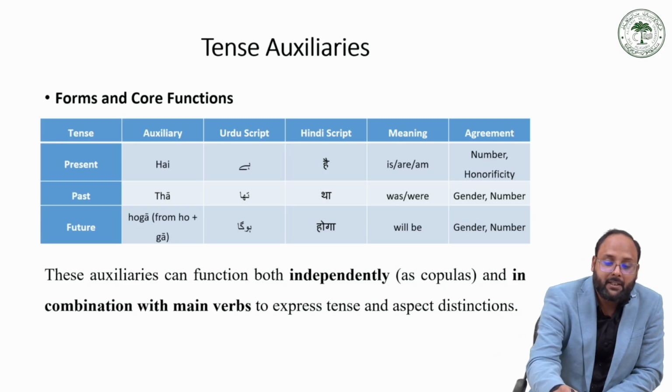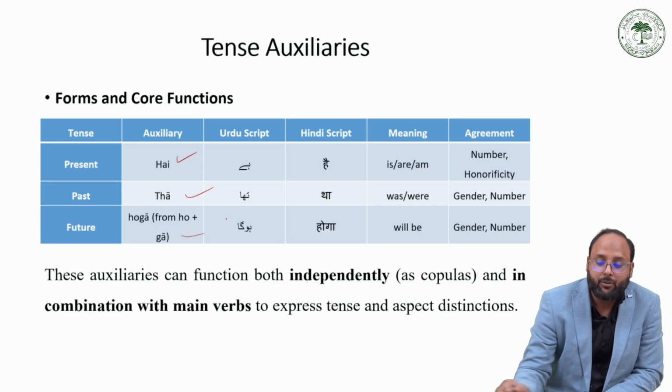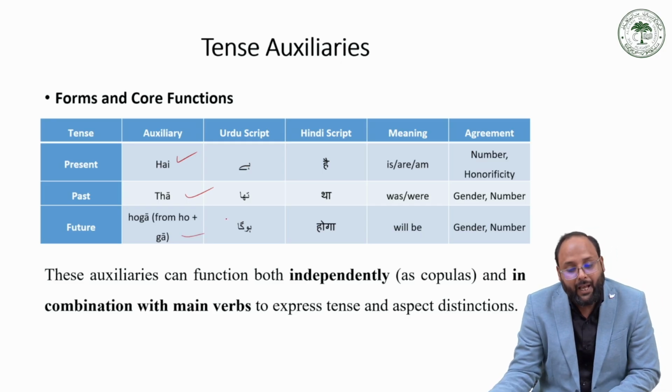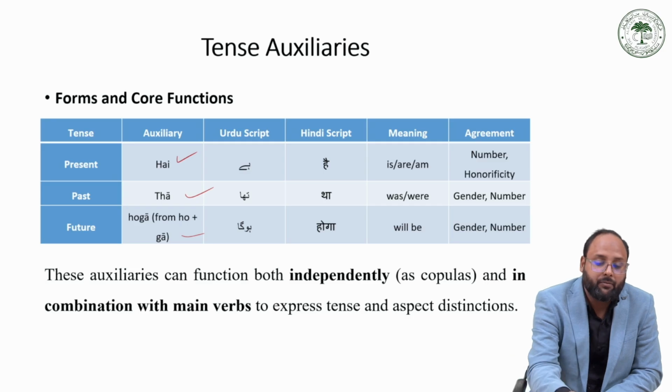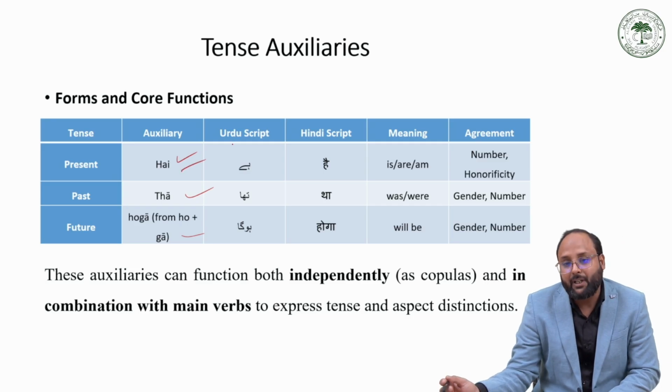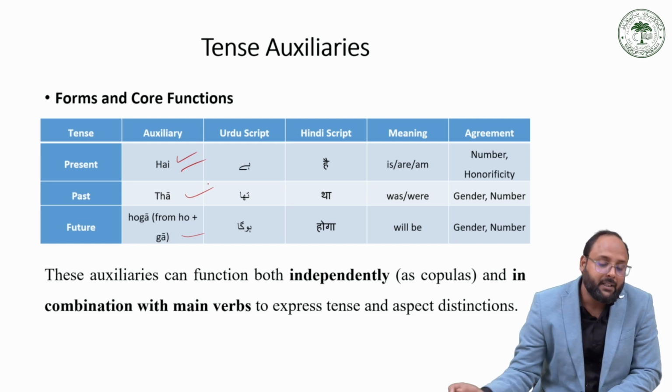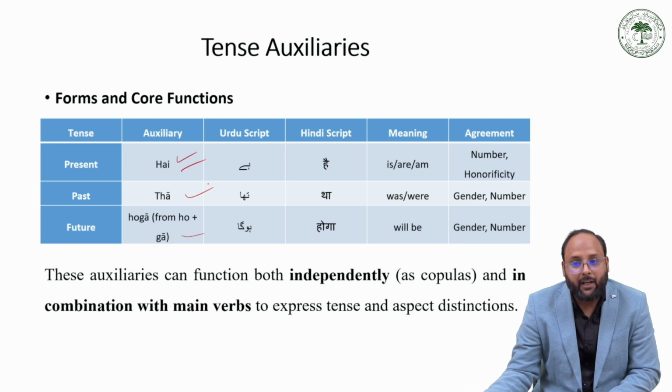In the present we are using है, in the past we are using tha, and in the future we are using hoga, and it has agreement according to number, honorificity, first person, second person, third person. So we have different types of modification in hai. Sometimes we are using hai, sometimes hoon, sometimes ho. For tha, we are using thi, we are using the, and hoga has agreement according to hogi, honge. This kind of agreement we have.